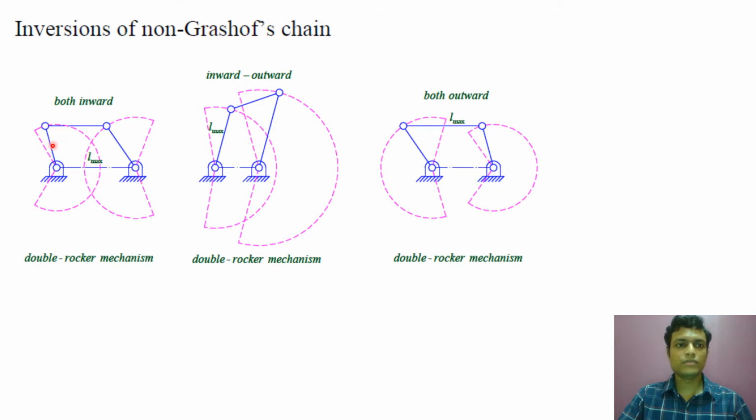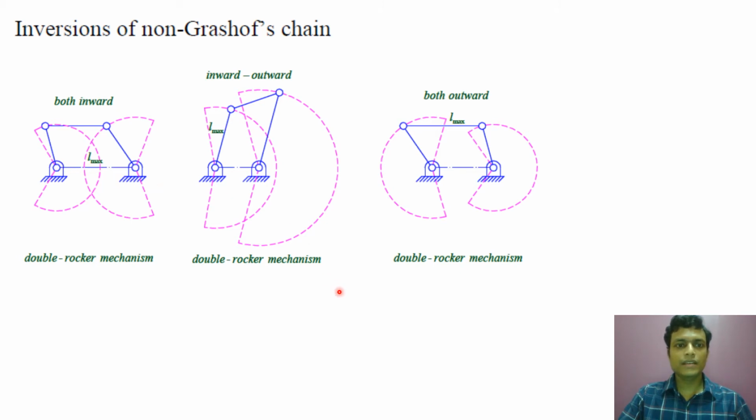But based on the position of Lmax, that is the longest link, we can classify double rocker mechanisms into three. What are those? Let me explain. When Lmax is the fixed link, both the crank and the follower will oscillate in inward direction, and both of them have crossed the line of frame, that is the fixed link.